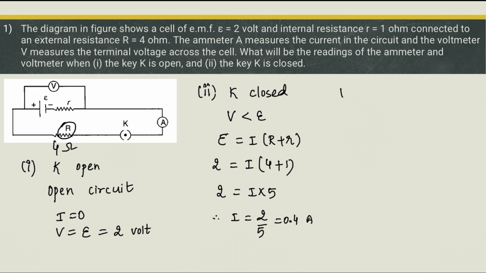And reading of the voltmeter will be the terminal voltage, which is IR. Current is 0.4 into resistance is 4, that is 1.6 volt.